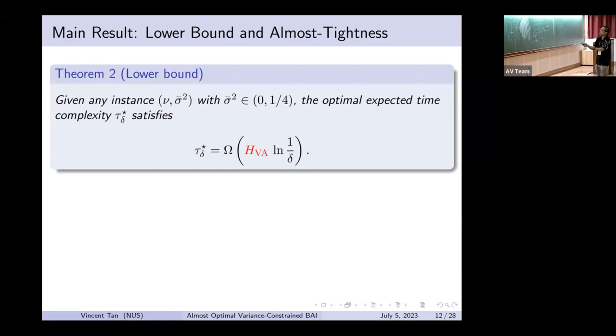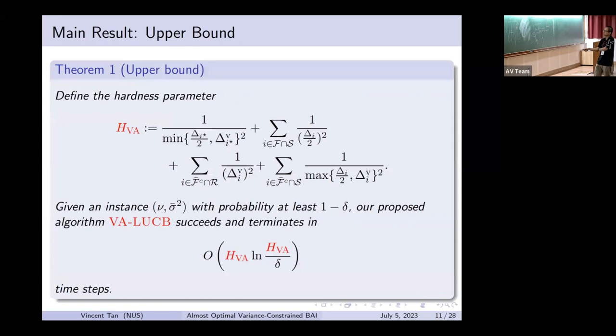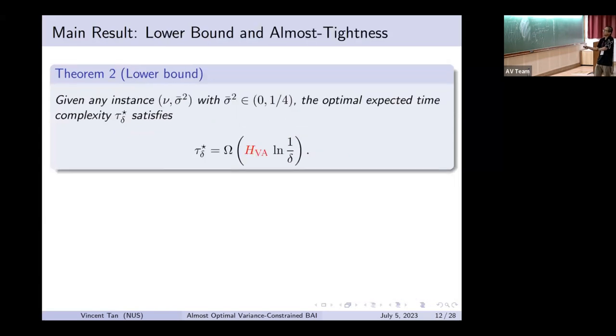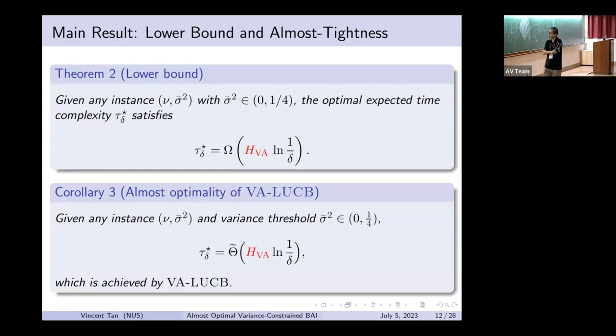The point of the lower bound is that the optimal expected stopping time, or time complexity, for any particular algorithm satisfies this relationship. So this log 1 over delta coincides with the log 1 over delta here. The main term is this H^VA. VA stands for variance aware, by the way. H stands for hardness. So the leading term is the same. The corollary is that given any instance and variance threshold in a meaningful interval, the best stopping time satisfies the following, and it is achieved by our algorithm.